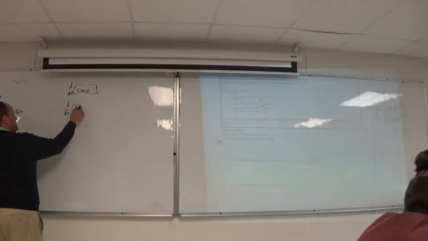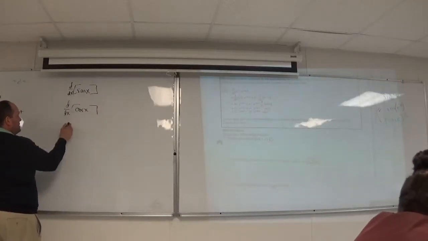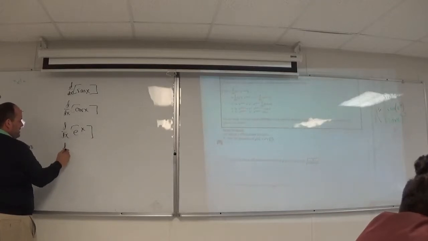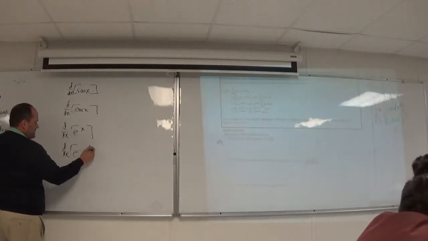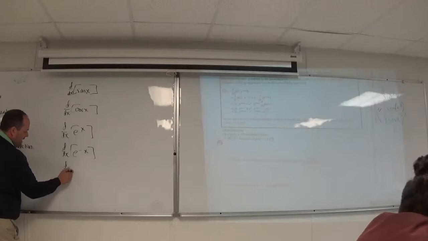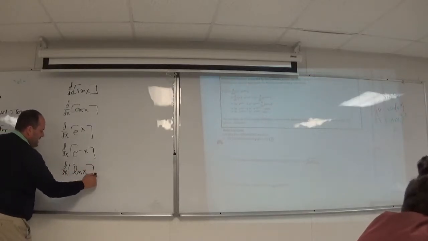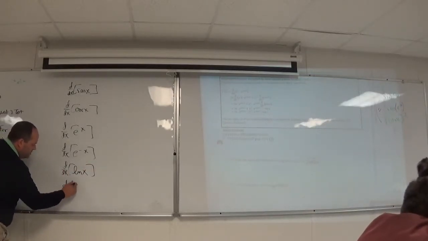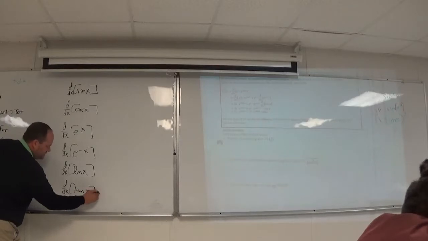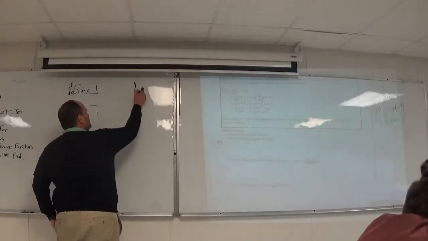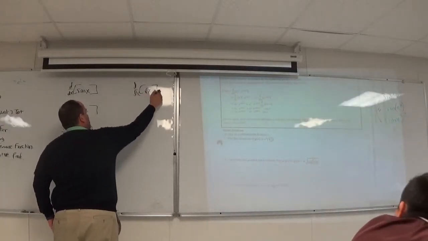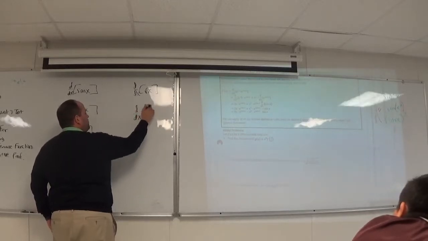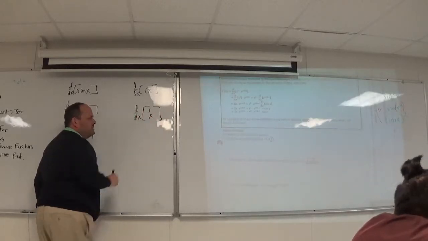Derivative of sine of x, derivative of cosine, derivative of e to the x, derivative of e to the negative x, derivative of natural log of x. We're up to 5 that you just need to know. Derivative of tangent of x. Derivative of square root of x you need to know. Derivative of 1 over x you need to know.